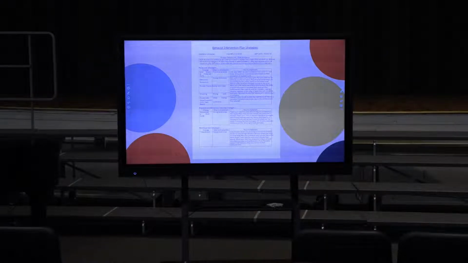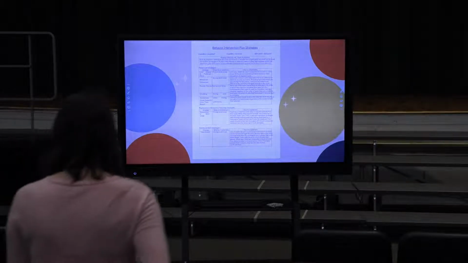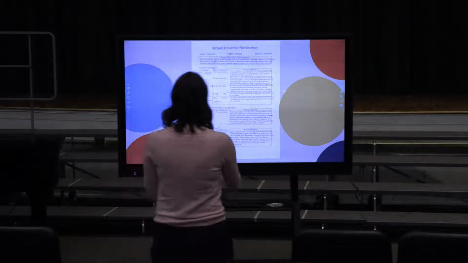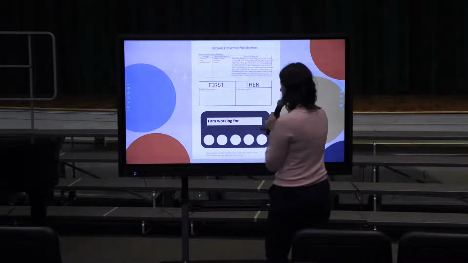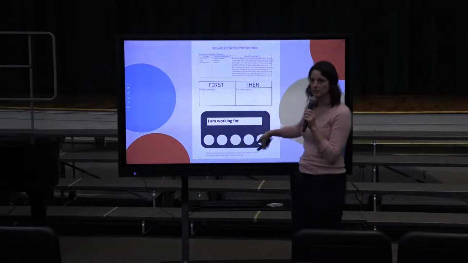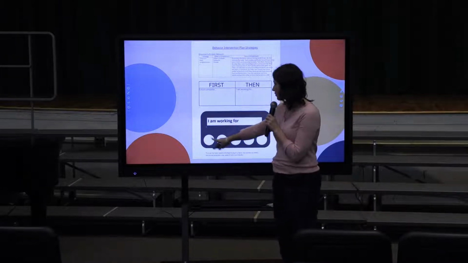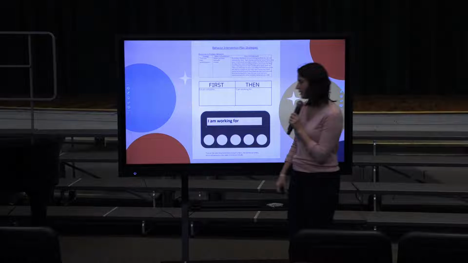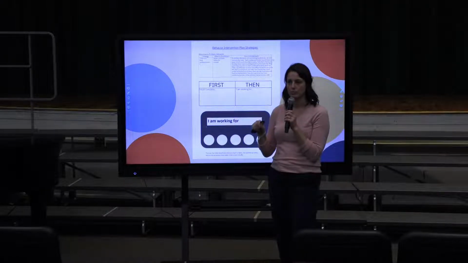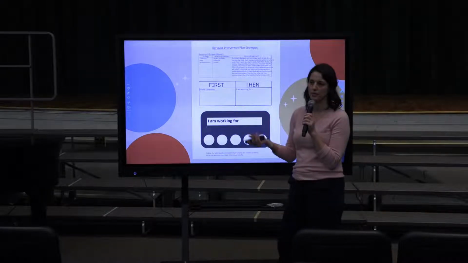So here, I'll pass this around. This is a token board. There's different formats, there's different styles. In this next visual, this is the token board that they have as an example. This is just the one that I've developed over the years, but same thing. I am working for token, token, token, token, token. You can hole punch, you can put a check, you can give a sticker, depends on the child.